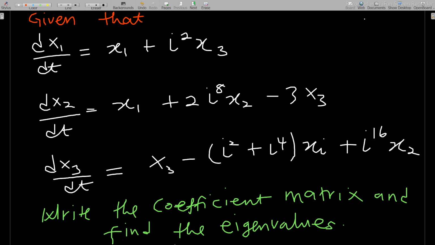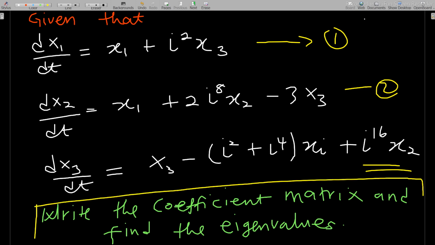Okay, so given that we have the system, this is equation 1, 2, and this is the third one. Now you're supposed to write down the coefficient matrix and find the eigenvalues. The question didn't ask us to find the eigenvectors and solve it. All we are doing is finding the coefficient matrix and the eigenvalues.